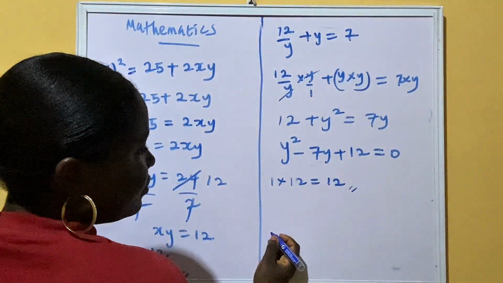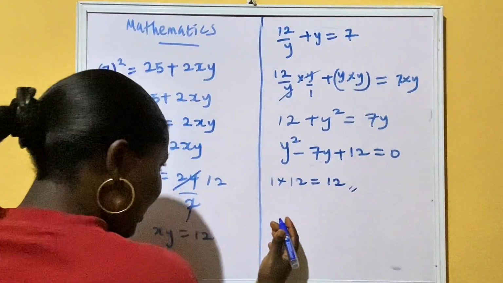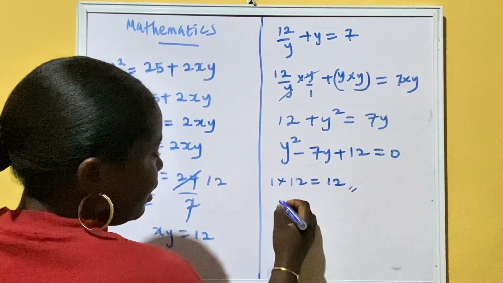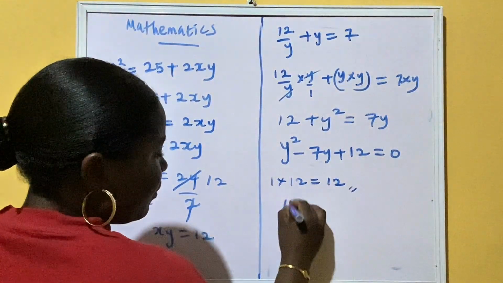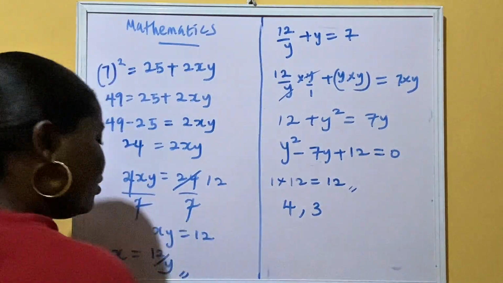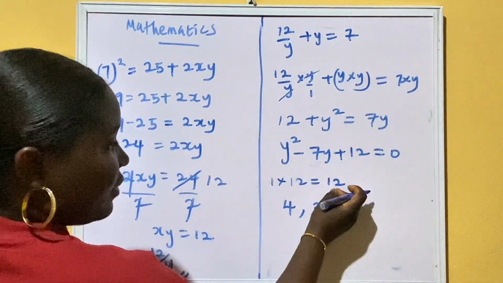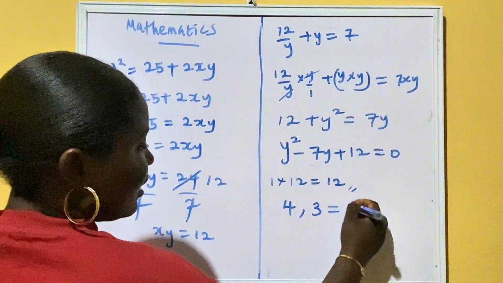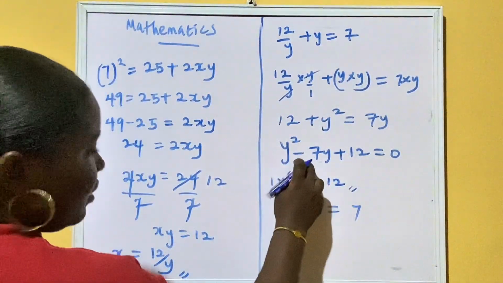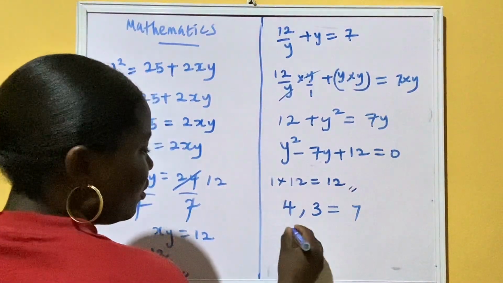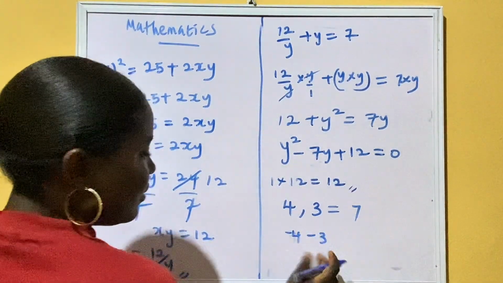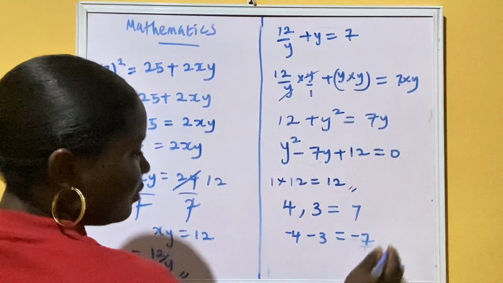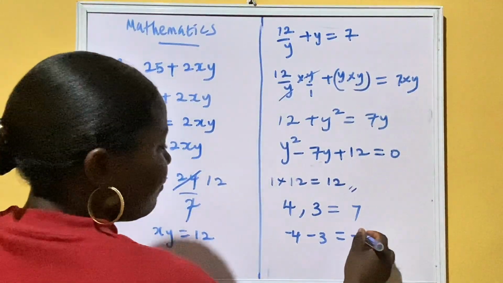Alright, so let's look at the factors of 12. Now 4 and 3 are factors of 12 such that when you multiply them together you have 12. If you add 4 and 3 together you have 7, not minus 7. I need minus 7. So if I have minus 4 and minus 3, when I add them together I have minus 7.